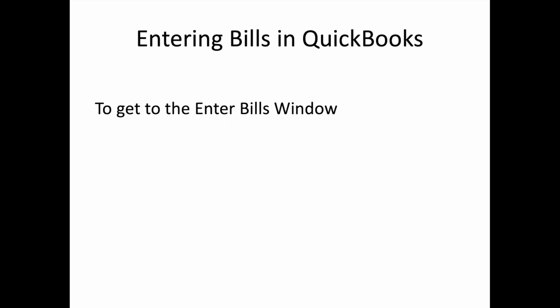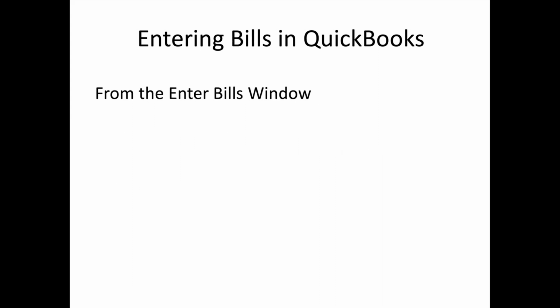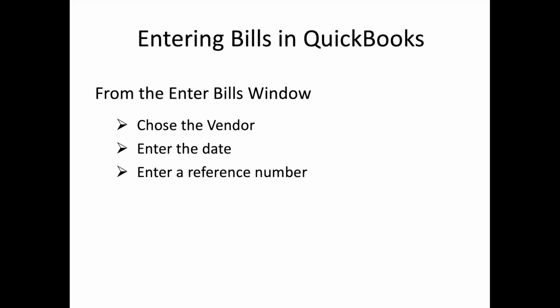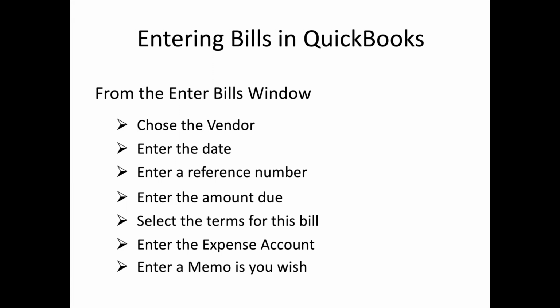To get to the Enter Bills window, from the menu bar, select Vendors, Enter Bills, or on the toolbar, click Enter Bills. Once you are in the Enter Bills window, choose the vendor who is sending you the bill, enter the date of the bill, enter a reference number if one is given to you, enter the amount of the bill, enter the terms for this bill if different from the usual terms you have with this vendor, enter the correct expense account associated with this bill, enter a memo if you wish.